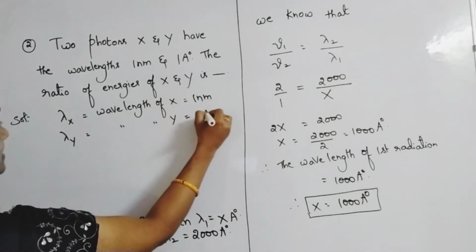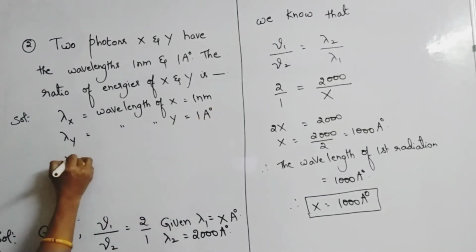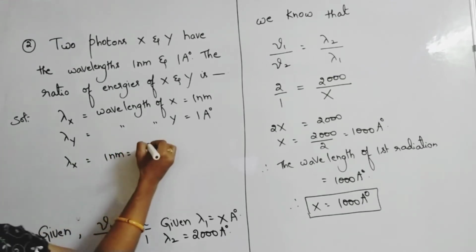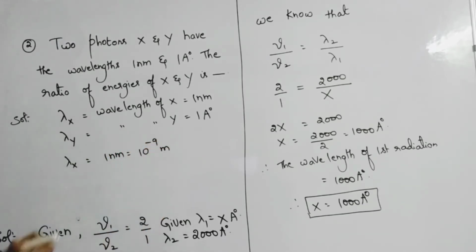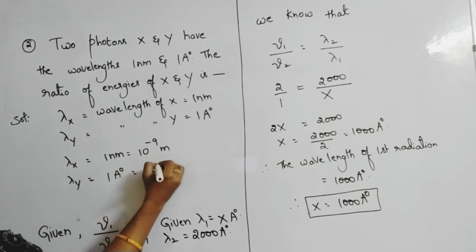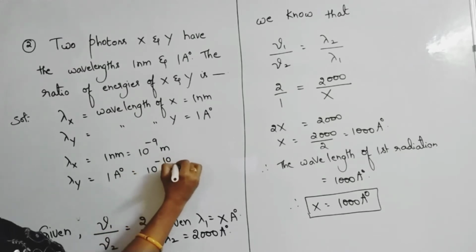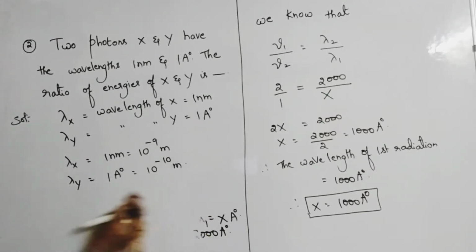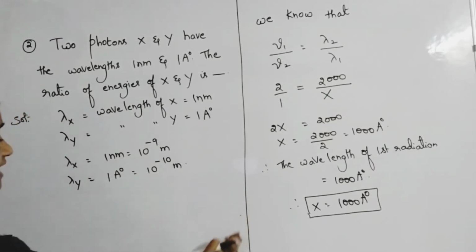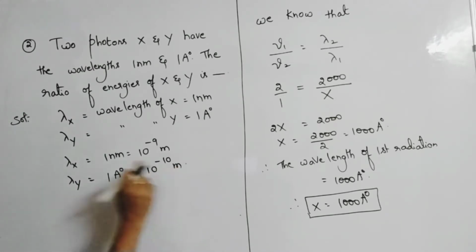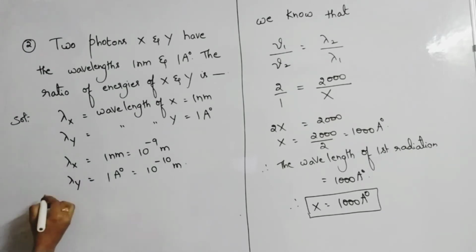Now recall that 1 nanometer is equal to how much? 1 nanometer is equal to 10 to the power of minus 9 meters. And lambda y is given as 1 angstrom, which is 10 to the power of minus 10 meters. Please remember these values. 1 nanometer is 10 to the power of minus 9 meters, whereas 1 angstrom is 10 to the power of minus 10 meters.